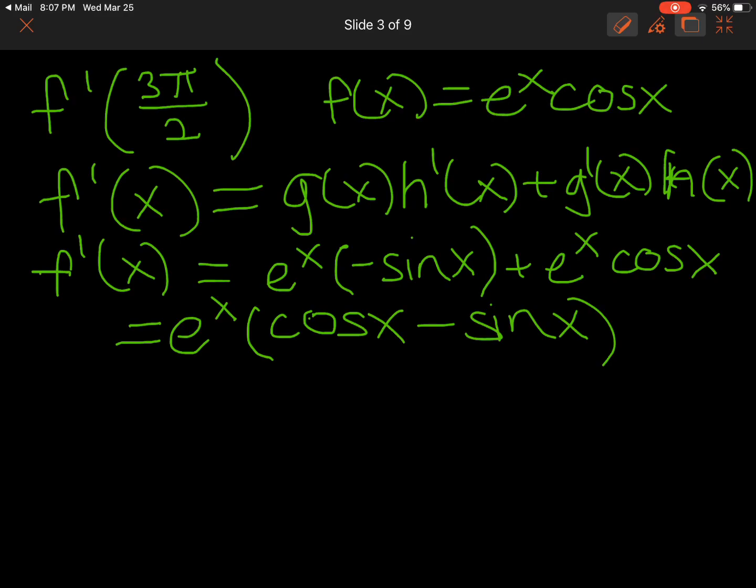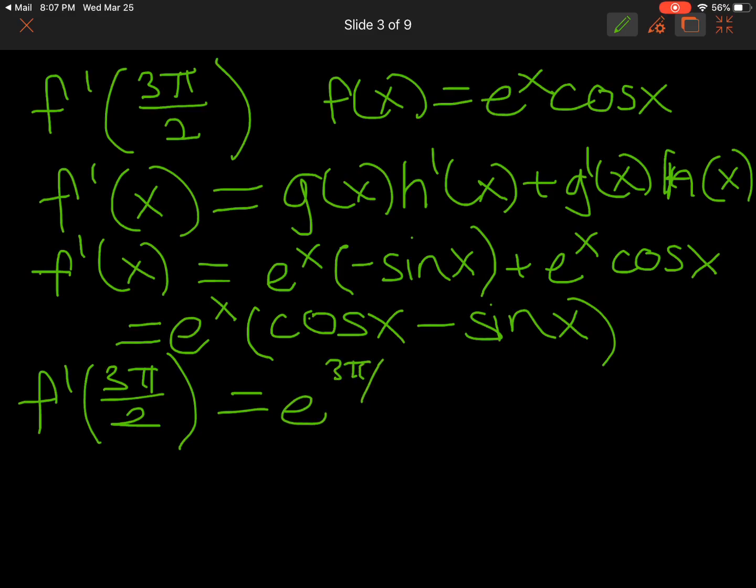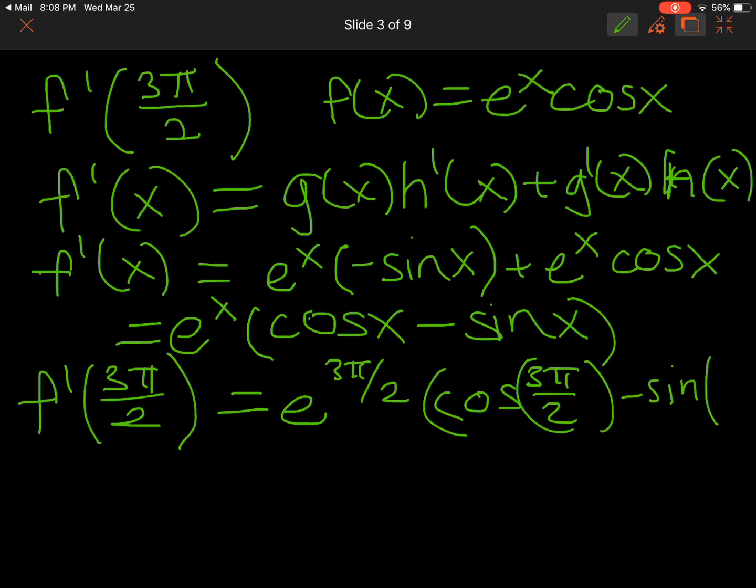Alright. So now we just have to find f prime of 3 pi over 2. Well, that should be an easy evaluation since we have the function here. So we know that the first part is e to the 3 pi over 2. And now we have to evaluate cosine 3 pi over 2 and sine 3 pi over 2 to get our final answer.